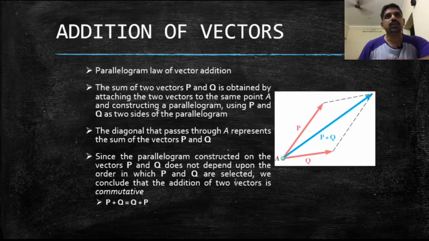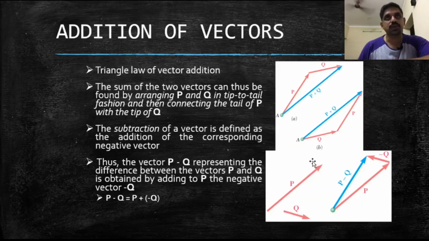Now, coming to the addition of forces. The sum of the two forces P and Q is obtained by attaching the two vectors at the same point A and constructing a parallelogram using P and Q as the two sides of the parallelogram. The diagonal that passes through A represents the sum of the vectors P and Q. P plus Q is also equal to Q plus P, and that is evident in the triangle law of vector addition.